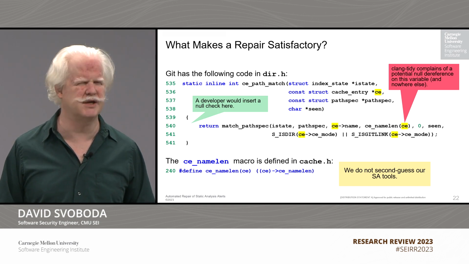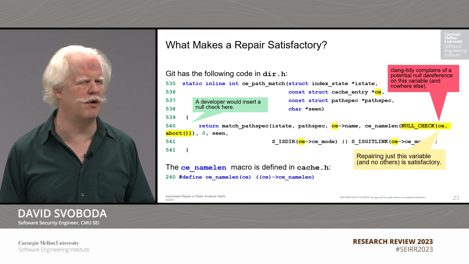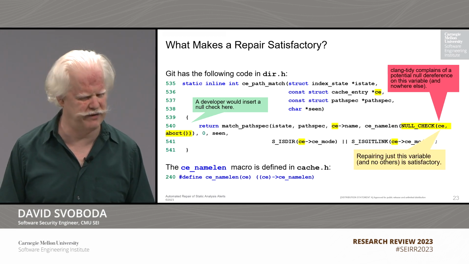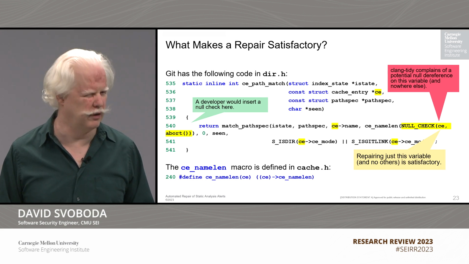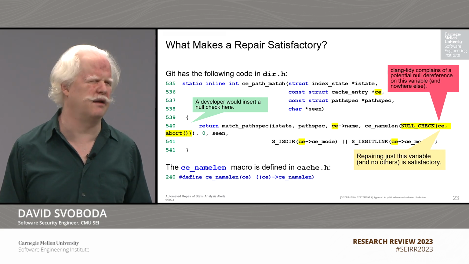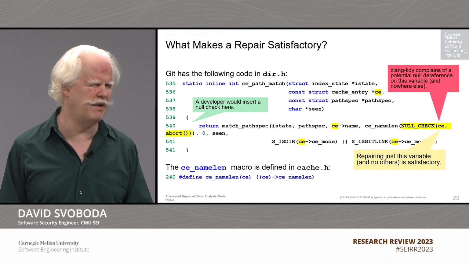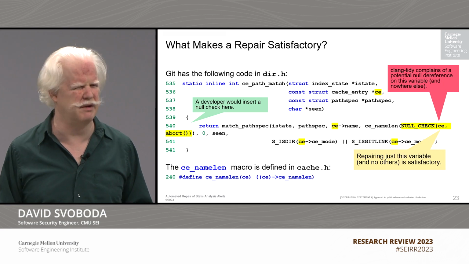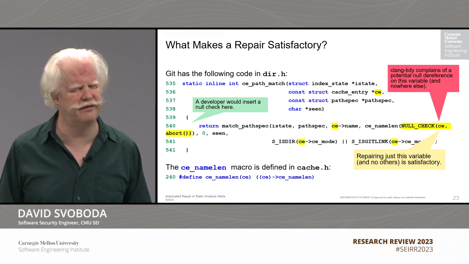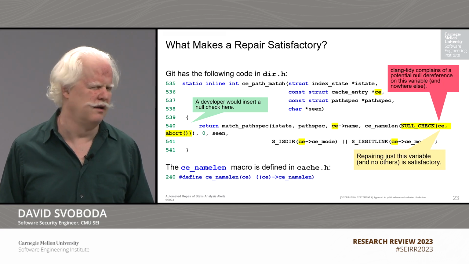So therefore, we're simply suggesting that repairing that one expression is a satisfactory repair. It does repair the problem that Clang Tidy reported, and presumably Clang Tidy can later report other problems. We might do differently if we see that all these references in CE need to be fixed, but basically we are trusting the static analysis tool again.